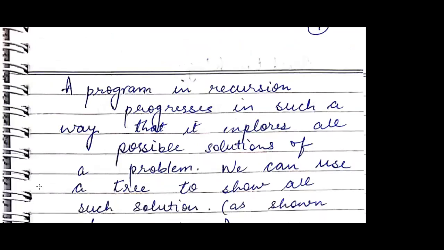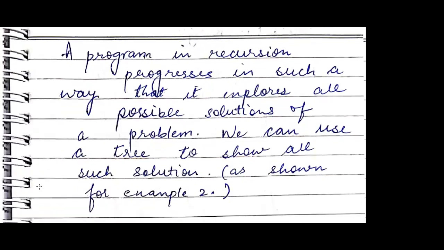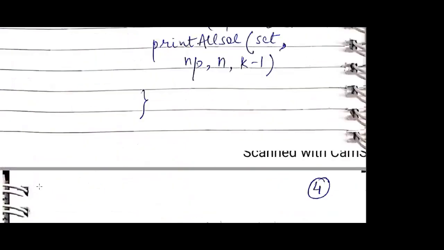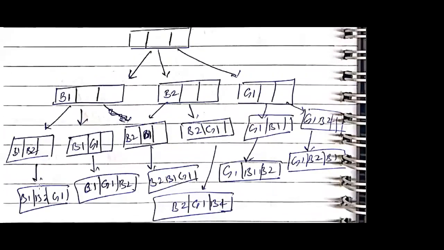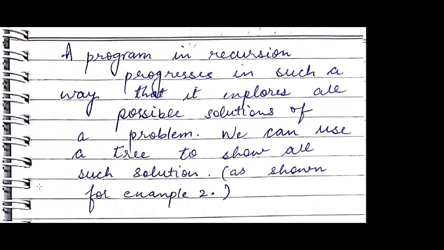So these are the choices that I think you have already heard and read about in the recursive procedure. A program in recursion progresses in such a way that it explores various possible solutions of a problem, and we can use a tree to show all such solutions as shown in our previous example. We have made a tree-like structure here. This is our example to place 2 boys and a girl on 3 vacant seats.